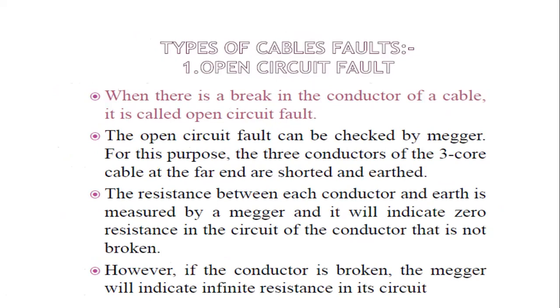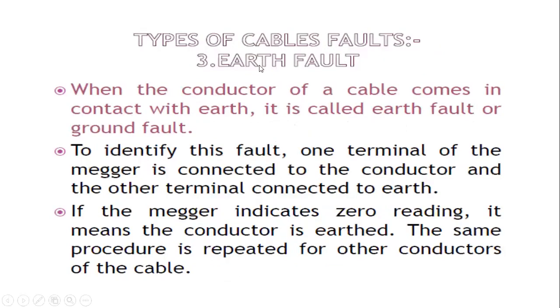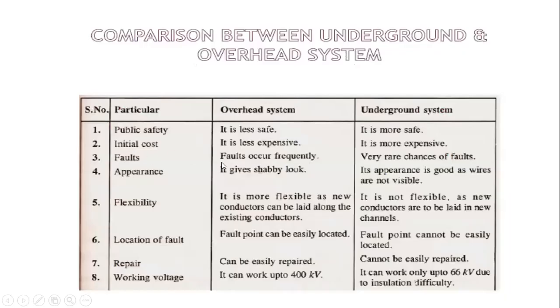How is that measured? If a short circuit fault is present, the two terminals of the Megger are connected to two conductors, and it gives a zero reading. Similarly, to measure earth faults, one conductor is connected to one Megger terminal and earth is connected to the other terminal; if the Megger indicates a zero reading, then an earth fault is obtained. These are the various types of faults in underground cables.